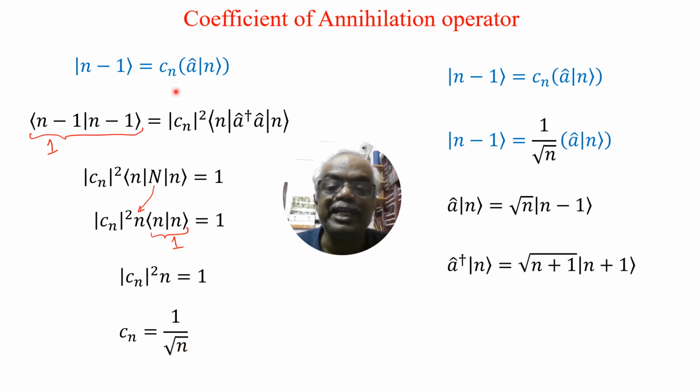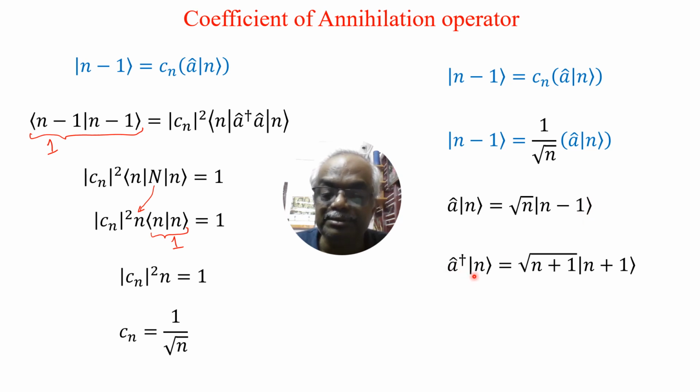So here you take this expression, ket n minus 1 is equal to Cn a ket n. Cn I have replaced with 1 over square root of n. So you bring it to the right hand side. This will be square root of n into ket n minus 1. That is, a ket n is equal to square root of n ket n minus 1.